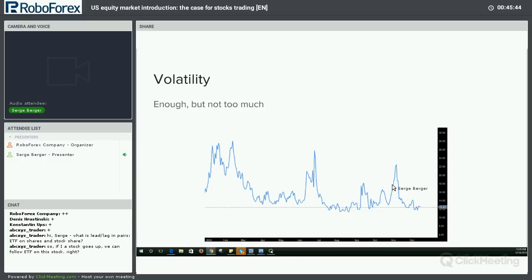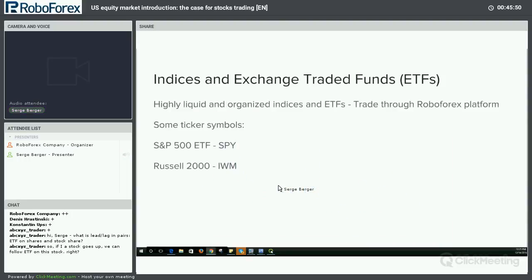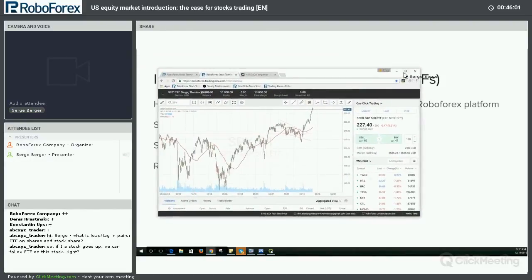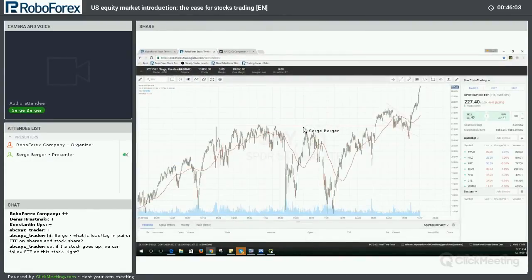Volatility, again, the U.S. stock market is volatile, but not too volatile. In terms of indices and exchange-traded funds, it's not just stocks that you can trade. You can also trade exchange-traded funds. And if you look at the platform here that we use for Roboforex, you can see there's lots of ETFs you can trade. You can trade all the ETFs that are making up the sectors of the S&P 500, for example, a lot of subsector ETFs as well. So the Roboforex platform really offers everything you need to trade the US stock market.